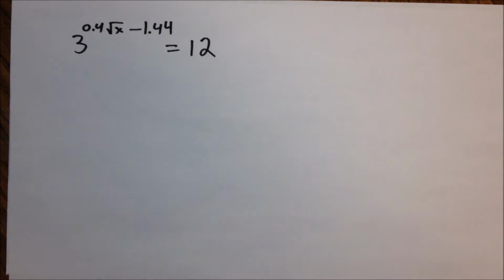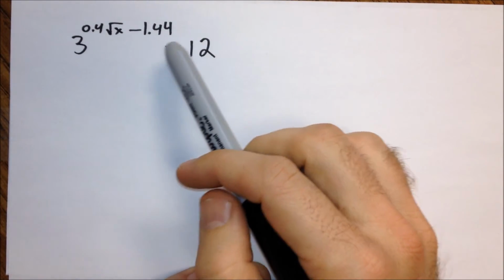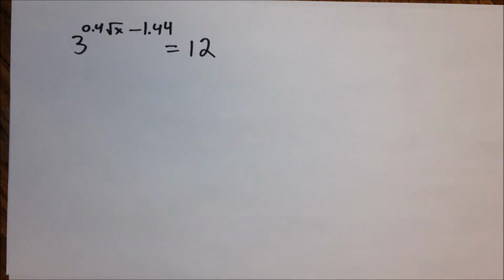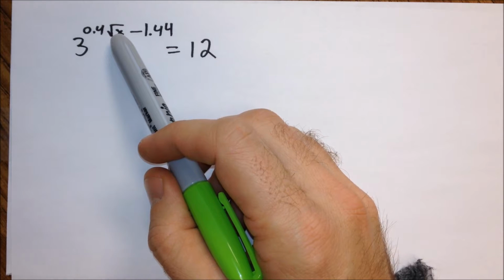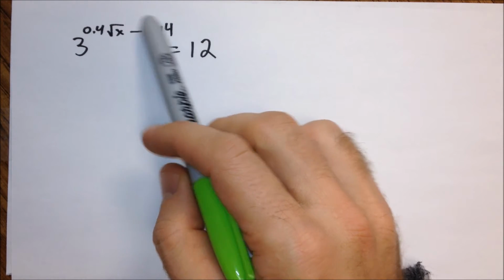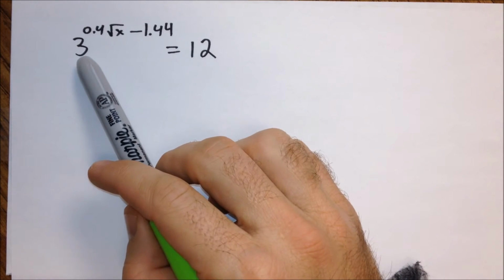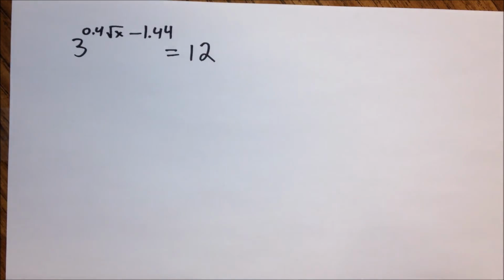Okay, let's look at this problem where we have 3 to the 0.4 square root of x minus 1.44 is equal to 12. As we look at this problem, we have to evaluate what was the most outside part so that we can undo that part first. And we notice that x is first being square rooted, then multiplied by 0.4, and then subtracted by 1.44, but all of this is within the exponent of the 3 to that power.